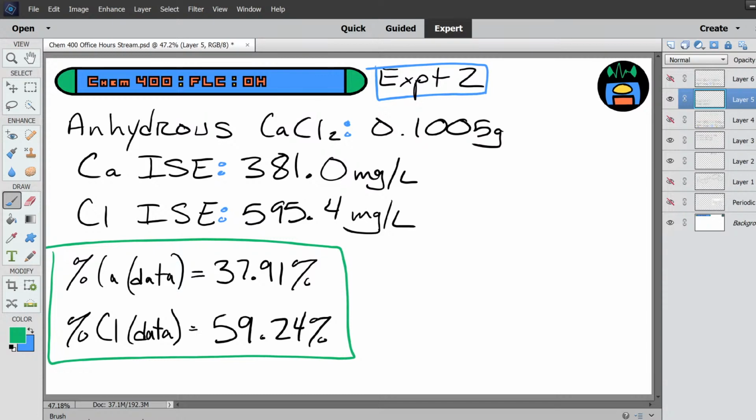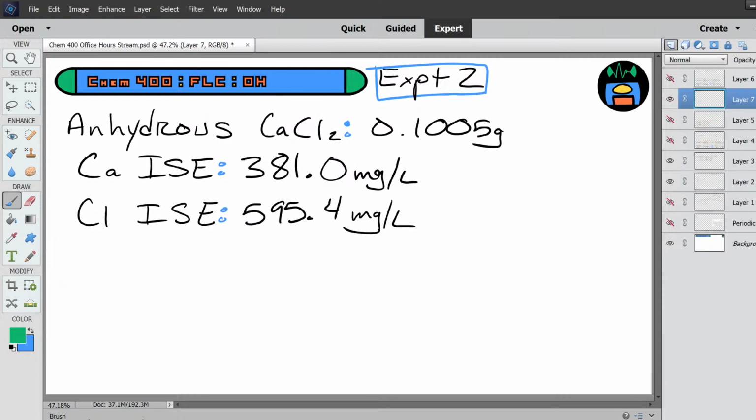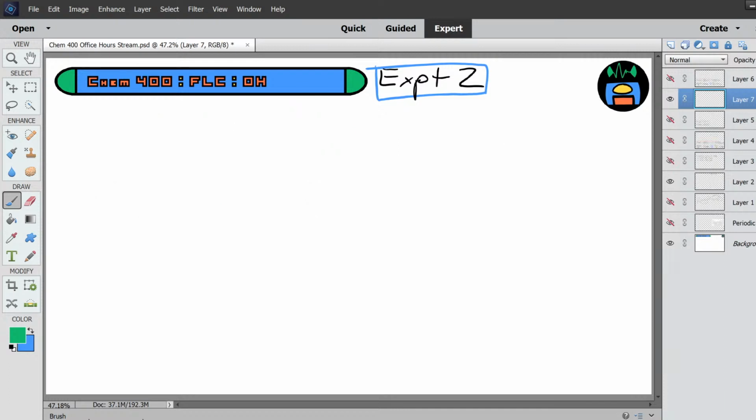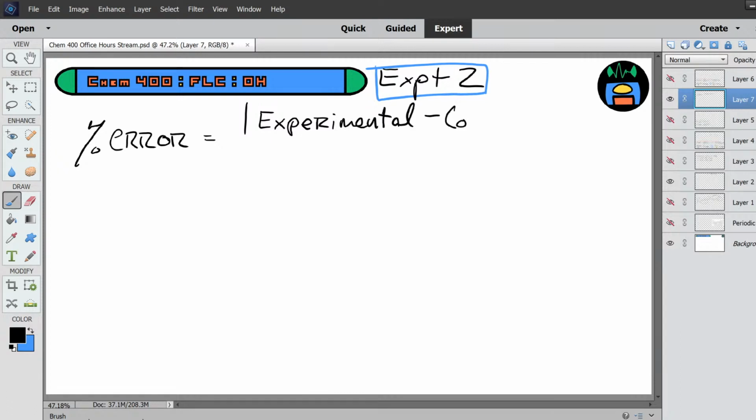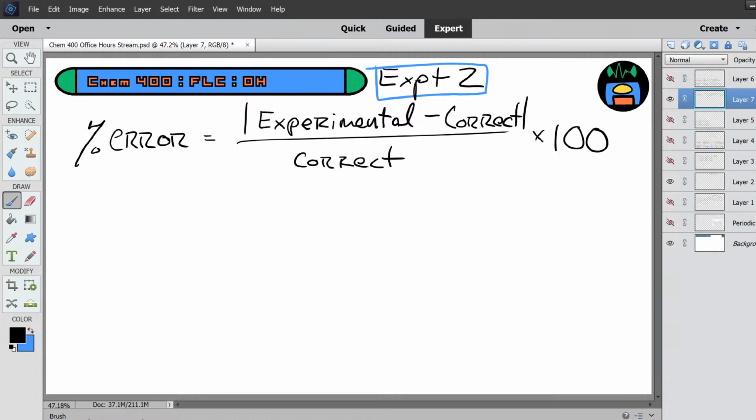We know that percent error, which we need to calculate for each, is the absolute value of the experimental value of whatever it is we're talking about minus the correct value over the correct value times 100, because that's what makes it a percentage.